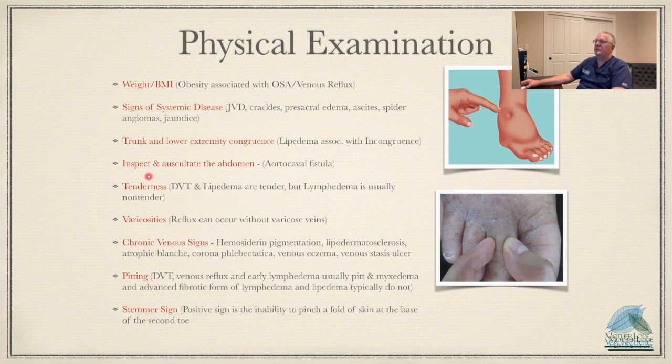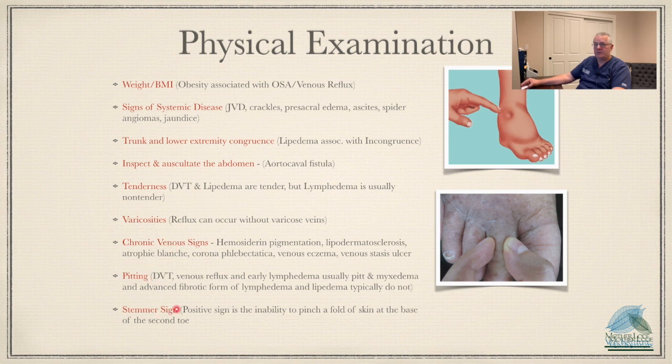I look at the weight issues. That has a lot to do with it. As we discussed, I look for signs of systemic disease, looking for all those heart, lung, liver, kidney problems. And then I look for that incongruence. I look at the trunk to extremity incongruence or congruence. I look at the abdomen. I palpate for tenderness, look for varicose veins.